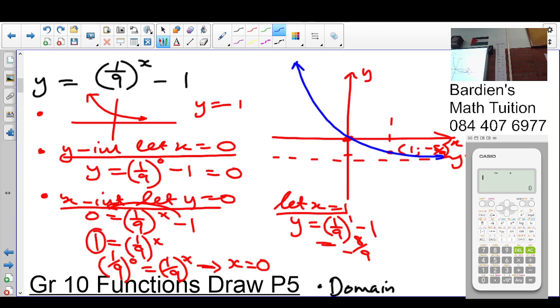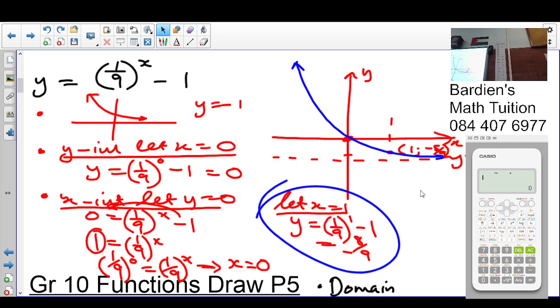This is key now. We need to generate another point on the graph. We always let x equal to 1, and we generate another point wherever needed, we do that.